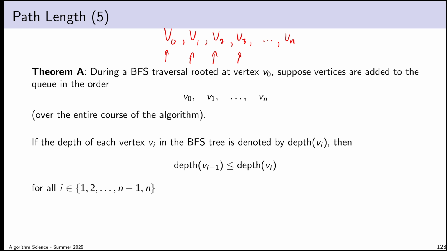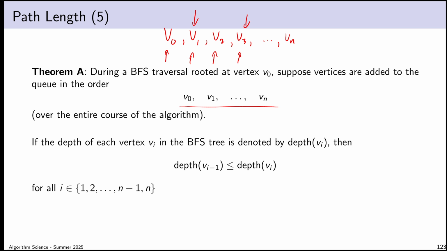I'm just saying that if I number them based on when they were added to the queue, because we know every vertex gets added to the queue at most once during a traversal, I should get this numbering. So maybe by the time V3 was added to the queue, V1 had already been removed. That's fine, but V3 was added afterwards, so we number it afterwards. So suppose I number the vertices in the order in which they are added to the queue.